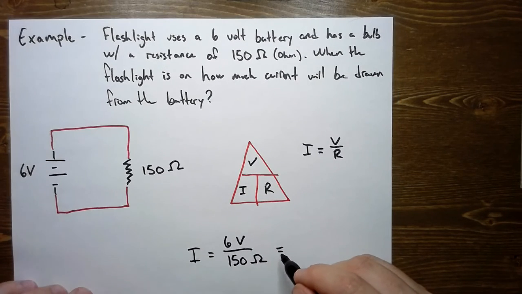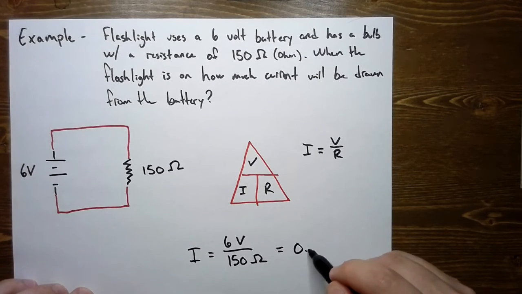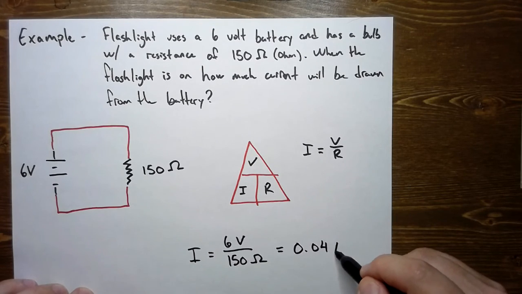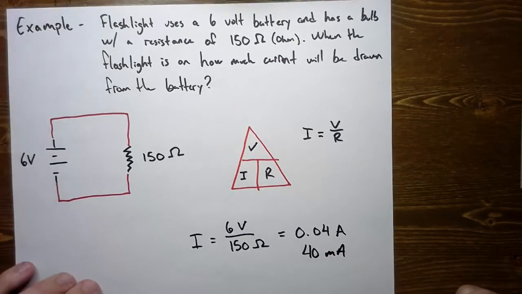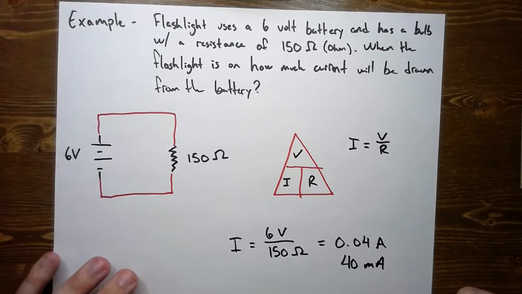So when we divide that out, we get 0.04 amps, or 40 milliamps. Okay, so that is just a quick example of how you could use Ohm's law to solve a problem.